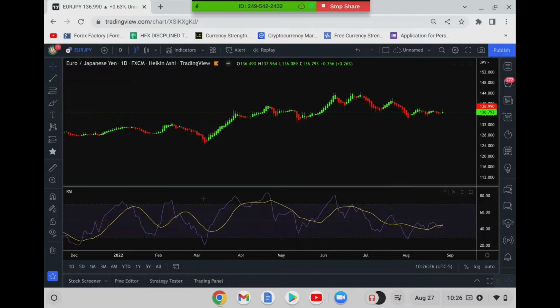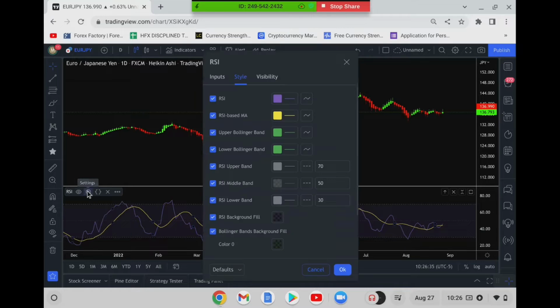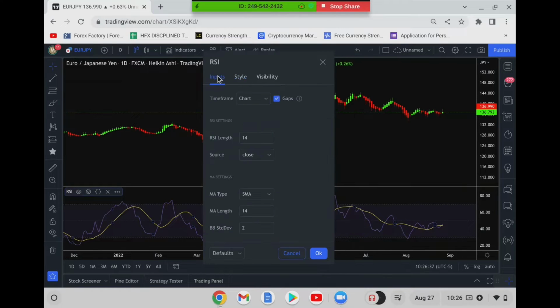When you first add this Relative Strength Index onto your chart, if you go to the Settings tab, you will notice that the length of this RSI is 14. I'm going to go here to Inputs, and the RSI length is 14. So you guys, this is kind of the default setting. And with this setting, you will be able to find a lot of great entries, a lot of great continuation entries, as well as a lot of great reversal opportunities.